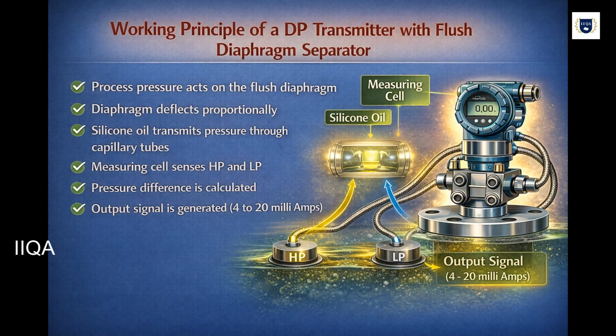Explain the working principle of a DP transmitter with flush diaphragm separator. Process pressure acts on the flush diaphragm. Diaphragm deflects proportionally. Silicone oil transmits pressure through capillary tubes. Measuring cell senses HP and LP. Pressure difference is calculated. Output signal is generated, 4 to 20 milliamps.